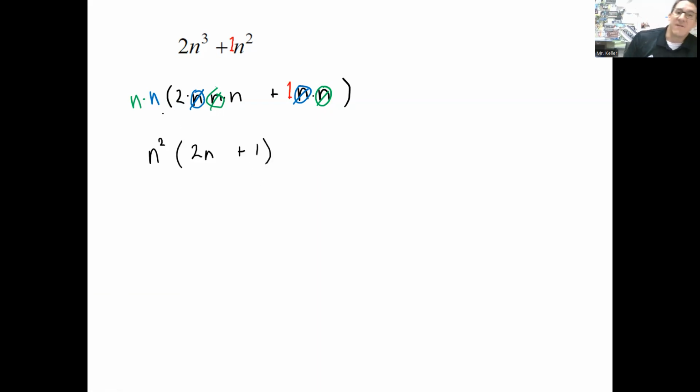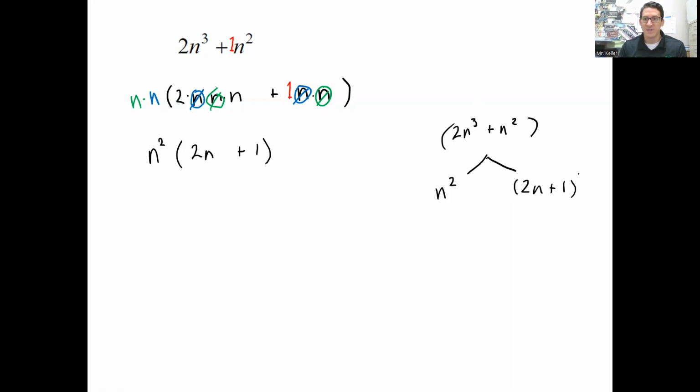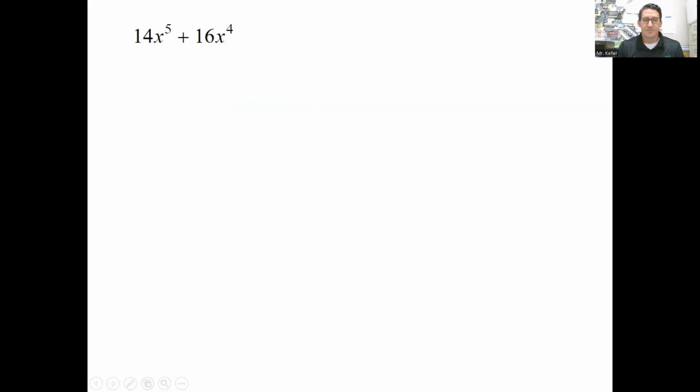And again, you want to think if I were to distribute this, n squared times 2n would be 2n cubed, n squared times 1 would be n squared. And again, what we did, we took this larger quantity and factored it into its smaller quantities, so n squared and 2n plus 1. We just split it up into the 2 smaller things that multiply to get this. All right, let's do one more.